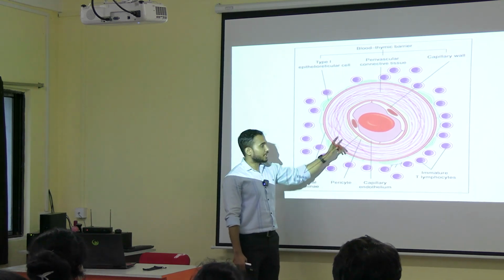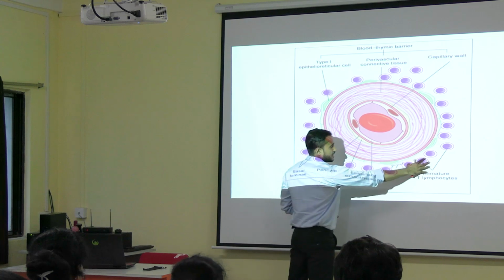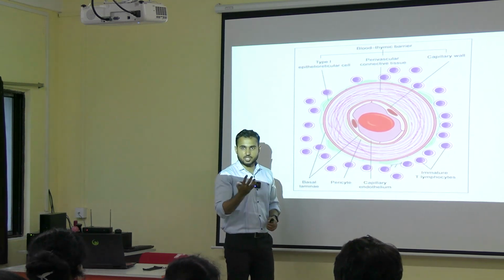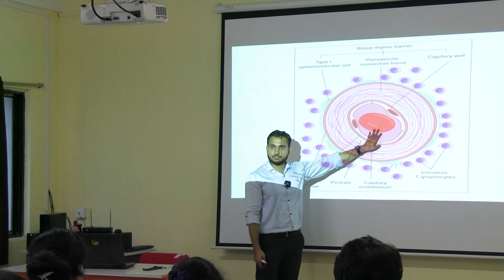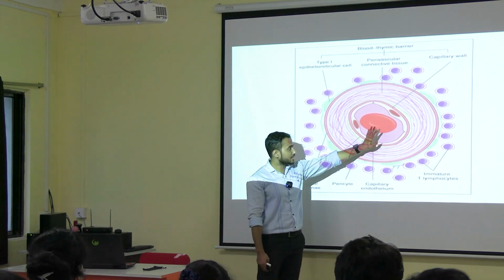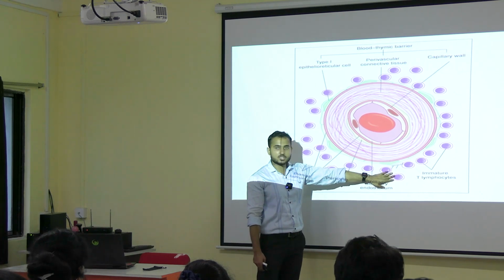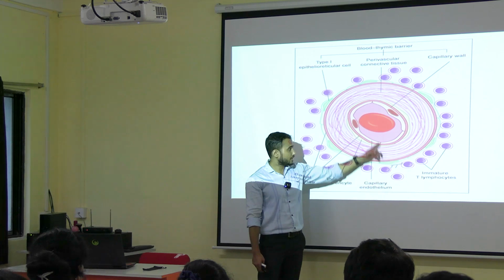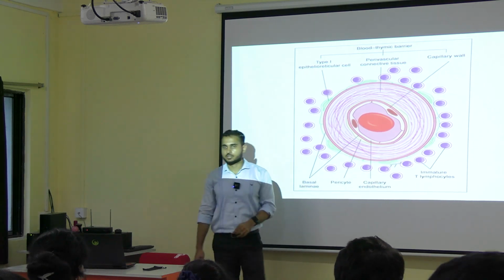Okay? So what happens is, these immature T lymphocytes are growing, they are maturing, they are becoming mature. So in the blood, sometimes antigens are present. So this antigen should not be exposed to this T lymphocyte, or else its maturation will not happen properly. That's why this barrier is present. Okay.